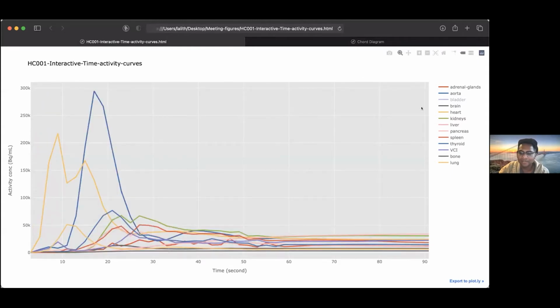So for example, if you look at the heart, which is the yellow one, and if you look at the aorta, which is the blue one here, you could see that the heart uptake occurs much earlier than the aorta. This already highlights the physiological circulation that happens because blood comes first to the heart and then it pumps up through the aorta to the other organs. So this kind of information, we can visualize it clearly via these interactive plots.